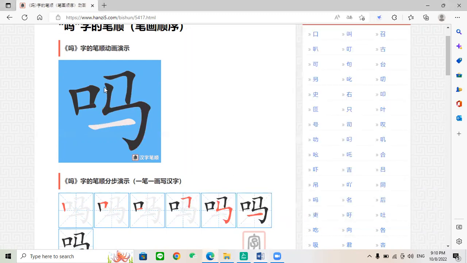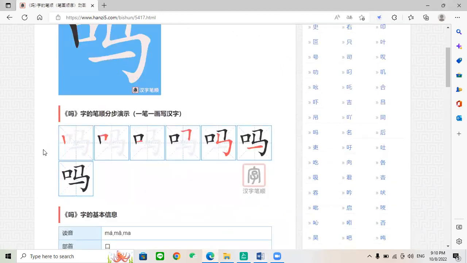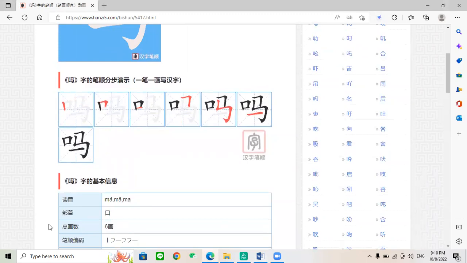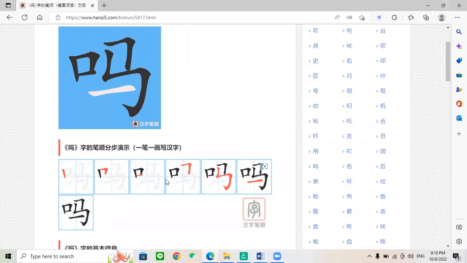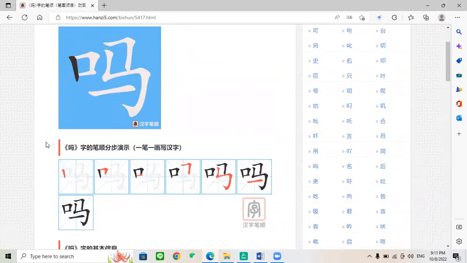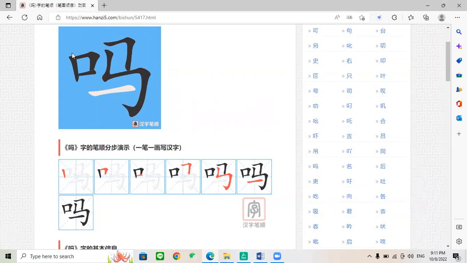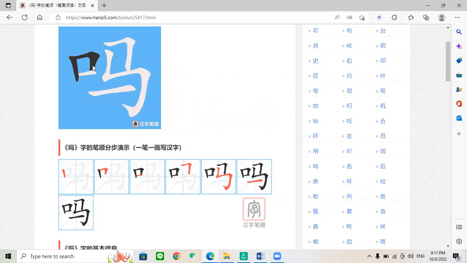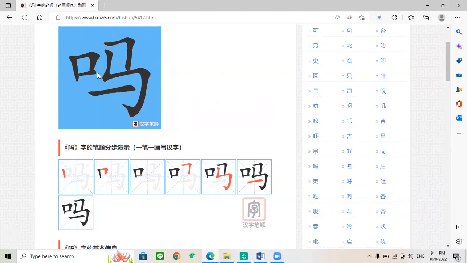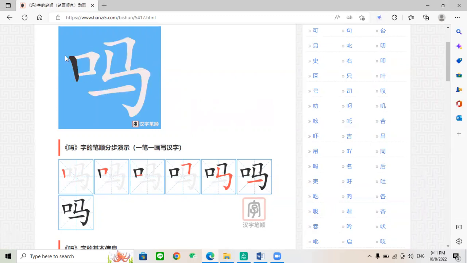Let's take a look at the stroke order, and how many strokes do we have for this character? We have six strokes. 1, 2, 3, 4, 5, 6. Right? So how do we write it? The first one is the radical of mouse. The first stroke will be a short vertical, and then a short horizontal and turning, and then another short horizontal. So this is a mouth.